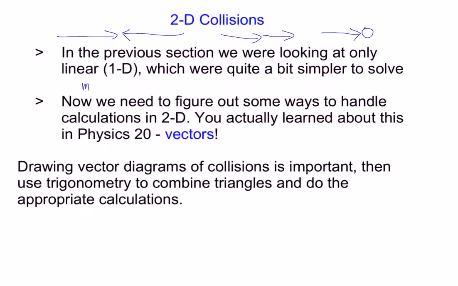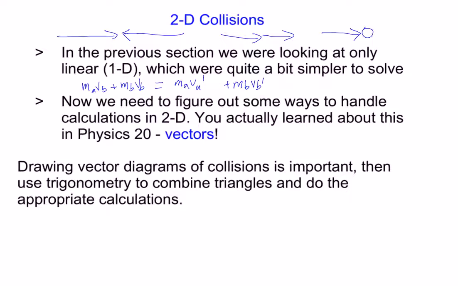Remember, we did mass of one times the velocity, plus mass and velocity of the other, equals our mass and velocity after of each. So that was basically our formula. What's changing now is we're still doing the same thing, but instead of just plugging the numbers into the formula and solving it, we have to worry about vectors because we're dealing with two dimensions.